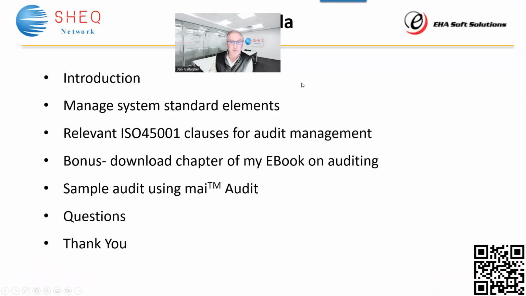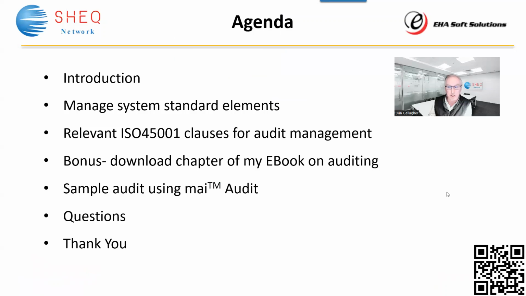So let's get started. What we have here are some of the elements we're going to cover. We'll look at the other elements briefly, then go through and look specifically at the clauses. It's in clause 9 where ISO 45000 mentions that you have to do audits. There's a bonus download as well. Anybody going to the webinar will have a chapter from my ebook on auditing, and we share templates with you for how to do audits.